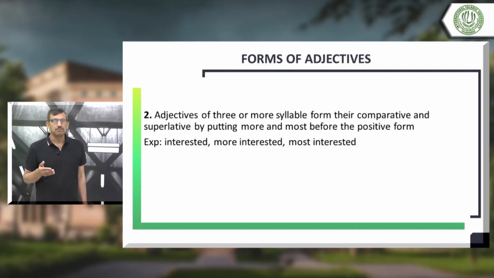Adjectives of three or more syllables form their comparative and superlative form by putting more and most before the positive form. Like interested: comparative form would be more interested, superlative form would be most interested.